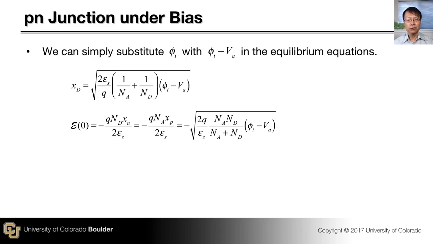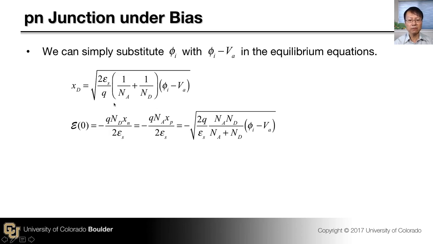And to quantitatively describe the situation, the major change of the energy band structure under reverse bias or forward bias is the change in the band bending. So at equilibrium, your band bending is characterized by the built-in potential phi sub I. On the reverse or forward bias, your band bending is reduced or increased by the amount of your applied bias. So you simply replace phi sub I with phi sub I minus V sub A, and then use the same equation that we derived for the equilibrium situation.